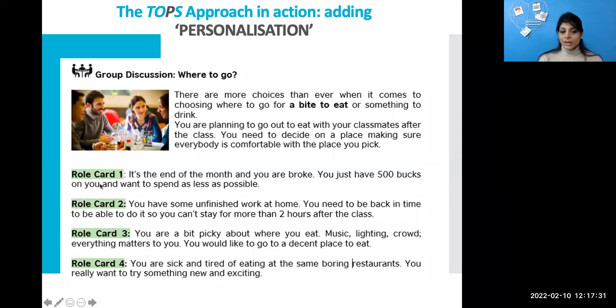Also, because each learner has been given a different role, it makes it more or less necessary for them to participate, because each group member knows that they are bringing something unique to the table. So they will be more motivated to speak and present their side of the story. So this can really help engage even the quieter or the more shy learners in the discussion.